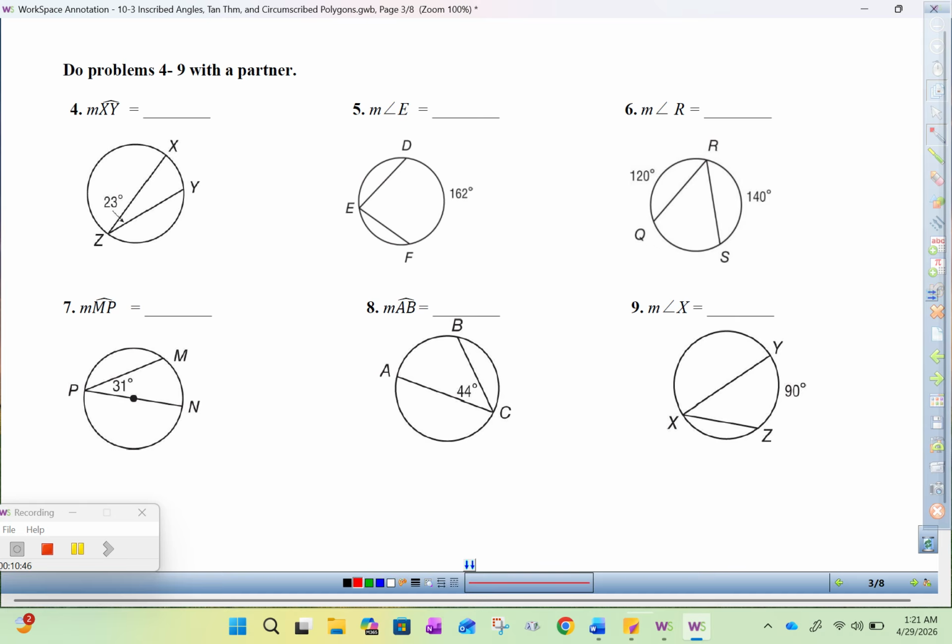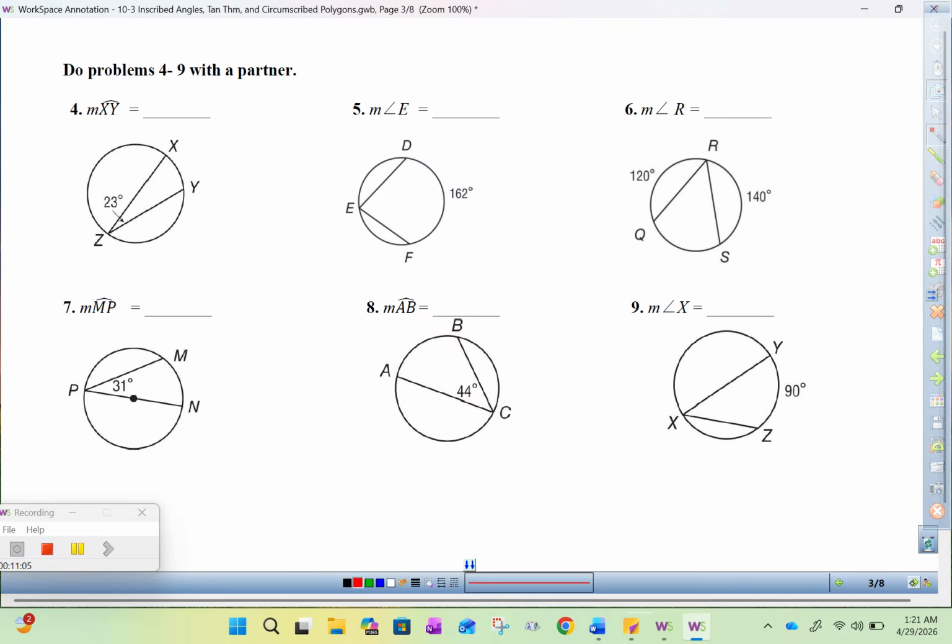Now, here's what I'm going to have you do. I want you to try 4 through 9 with a partner. You can work with everybody at your table if you would like. Okay, I'm going to give you a few minutes here to pause the video and try each of those problems, and when we come back together, I will go through them.